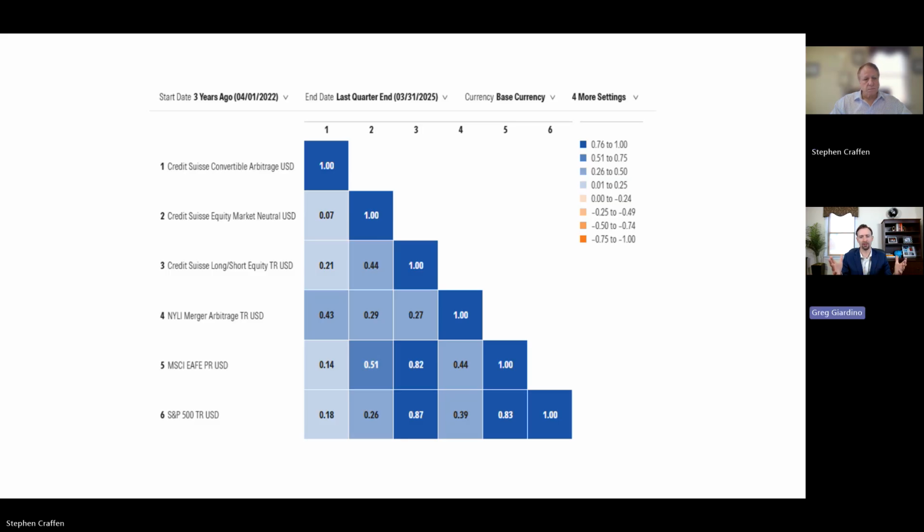Now we have another correlation matrix here. So once again, looking from 2022 to March of 2025, we could look at that convertible arbitrage, the bond convertible arbitrage being a one, and you can see long short, market neutral. We have the EFA index, which is for international, and S&P. These are very uncorrelated. Once again, it's not perfectly uncorrelated, which is fine, but you want things that'll dampen the volatility within your portfolio. And I think the convertible plays a pretty good role in that.